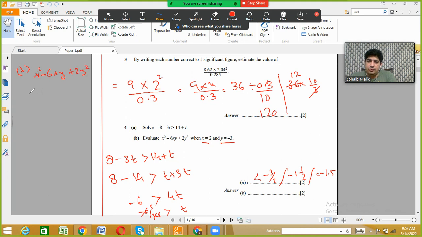So x value is 2, it means 2 square minus 6 into 2 into negative 3 plus 2 into negative 3 square. Now this would be 4, and 6 2s are 12, 12 3s are 36, because there is minus minus, so it would be plus 36, plus 2 into negative 3 square, which will be changed into positive 9. So positive 9 into 2 is 18. So the final answer would be 4 plus 36 is 40, 40 plus 18 is 58. So 58 is the final answer.